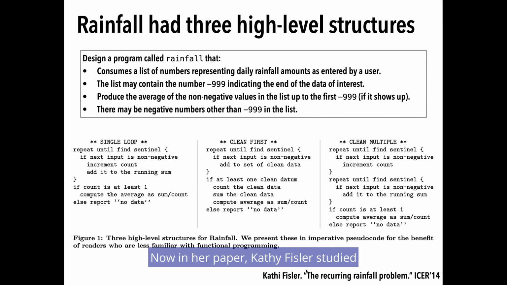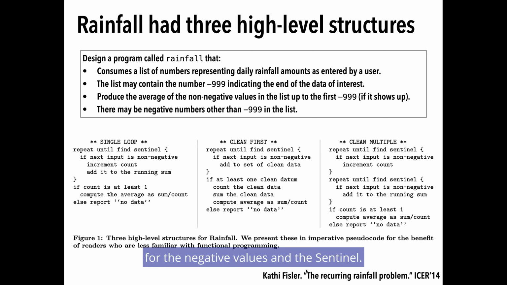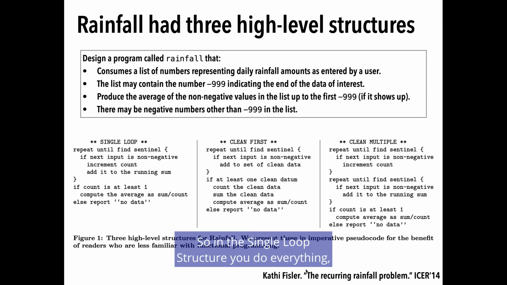Now in her paper, Kathy Fisler studied hundreds of solutions to the rainfall problem in functional languages, and found that 3 high-level program structures accounted for the vast majority of student programs. Roughly speaking, they all deal with the question of where you filter the input list for the negative values and the sentinel. So in the single loop structure, you do everything, filtering, counting, summing, in a single loop.